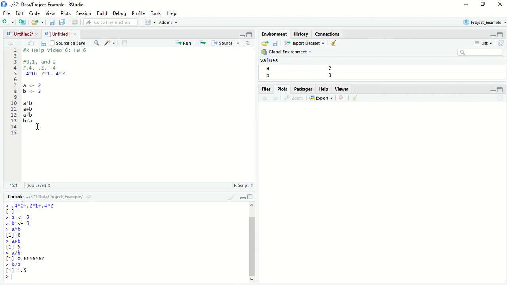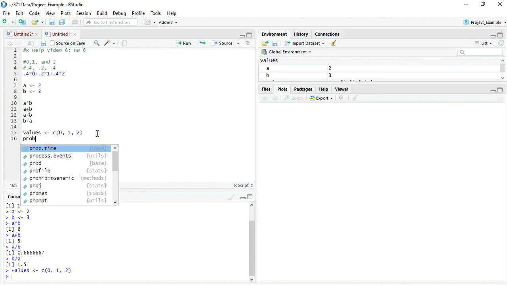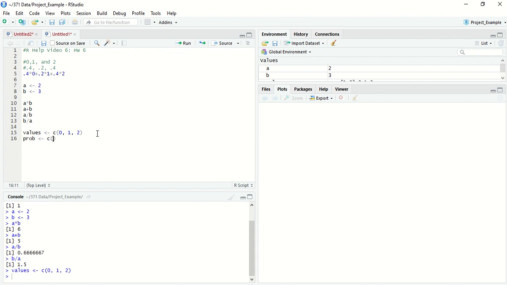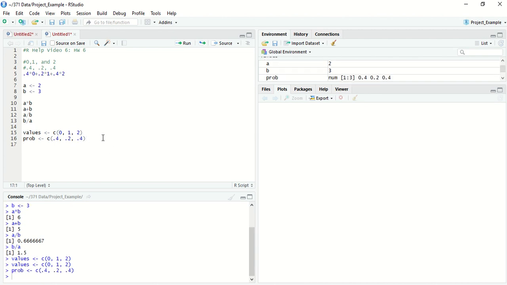So an easier way to do the problem I started off with today is creating vectors. Here's a vector for values. Our values are 0, 1, and 2. Our probabilities of the values are 0.4, 0.2, 0.4. Make sure they are in the right order, as in 40% chance of 0, 20% chance of 1, and 40% chance of 2. If they're not in the right order, R will not compute the expected value correctly.